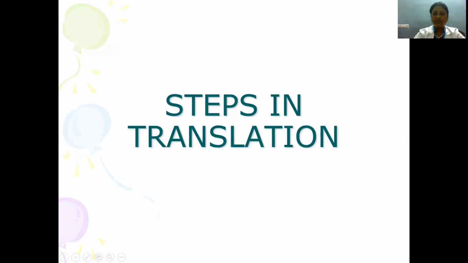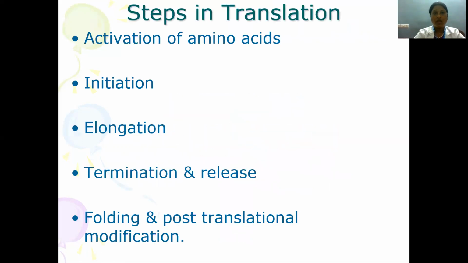So what are the steps in translation? These are basically the most important steps, an outline of translation: activation of amino acids, initiation, elongation, termination and release, folding and post-translational modification.